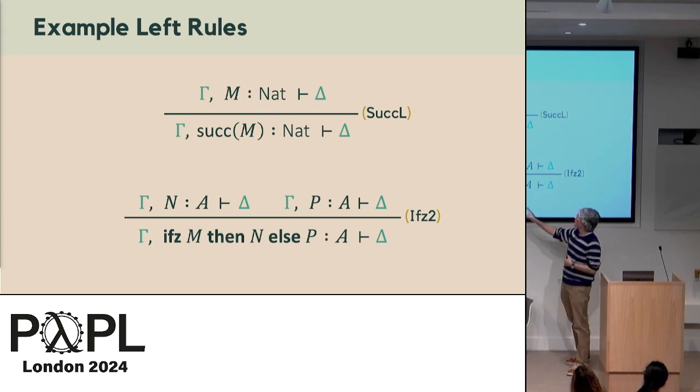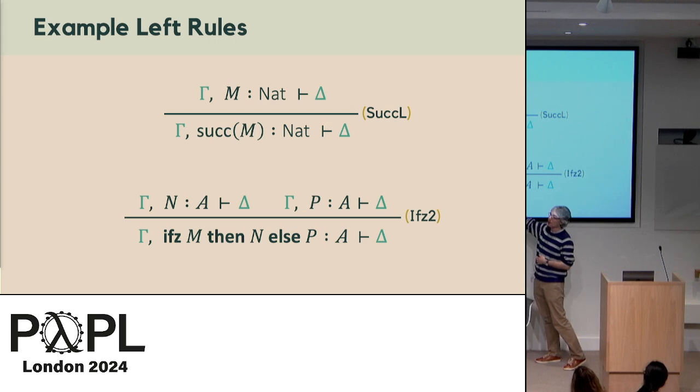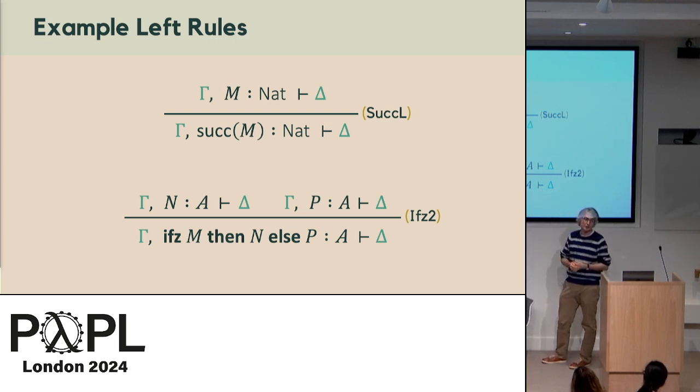If I want to refute that this conditional evaluates to an a, then one way I can do that is to refute two things: refute that the then branch evaluates to an a, and refute that the else branch evaluates to an a. Because if neither the then branch nor the else branch evaluates to an a, then the conditional can't evaluate to an a.